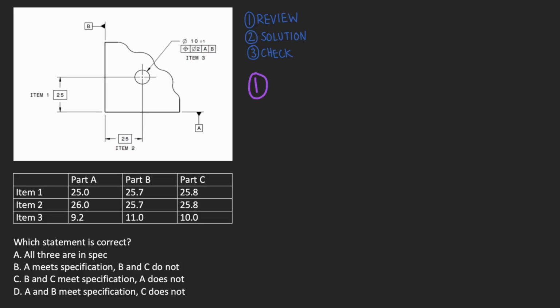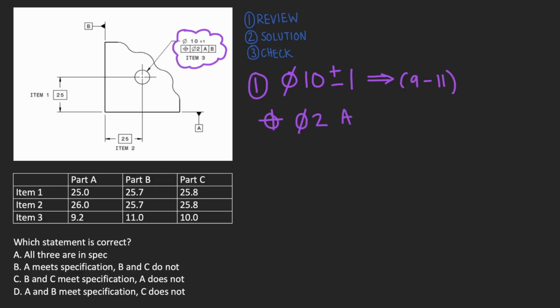So the important information in this problem is we're given this part with 3 items, and we need to know which are in spec and which are not. So notice that the problem shows us a feature control frame. A feature control frame is a rectangle that's broken up into containers, and it has the characteristic symbol followed by the tolerance value and the applicable datum reference features.